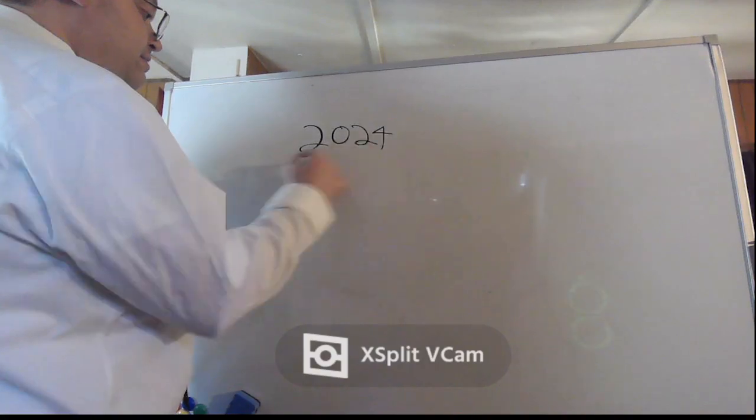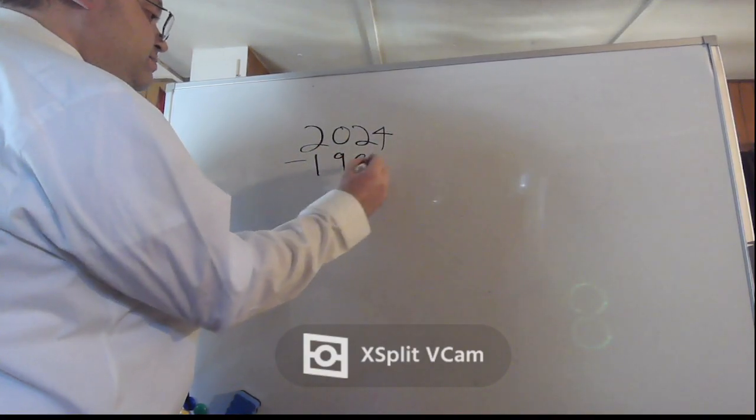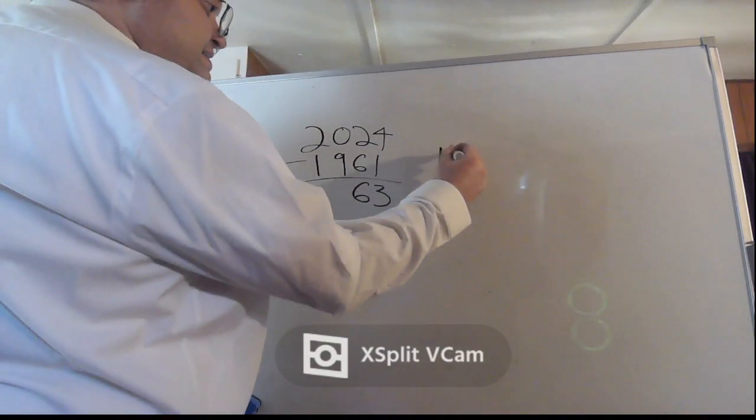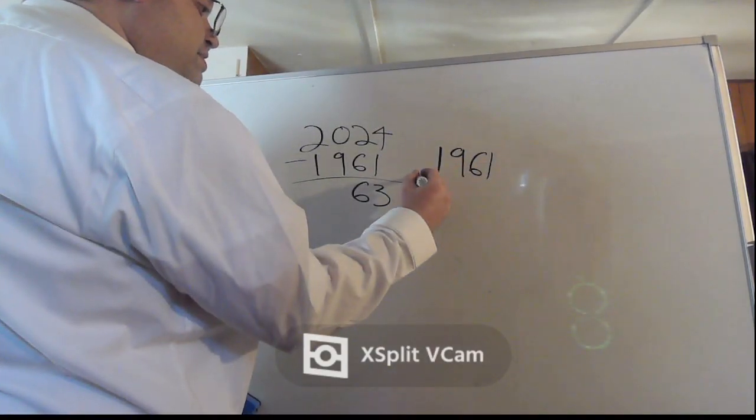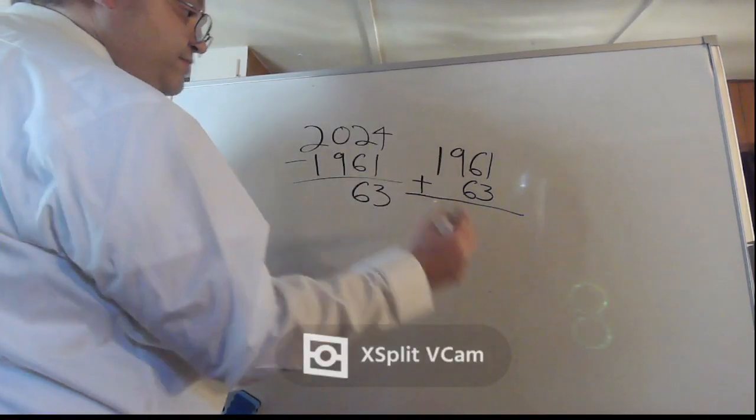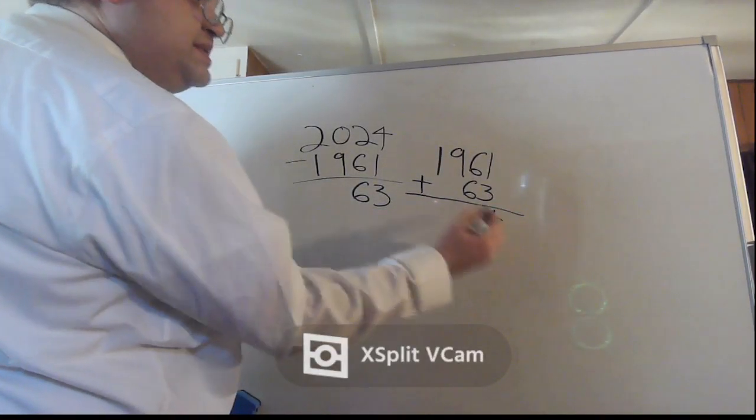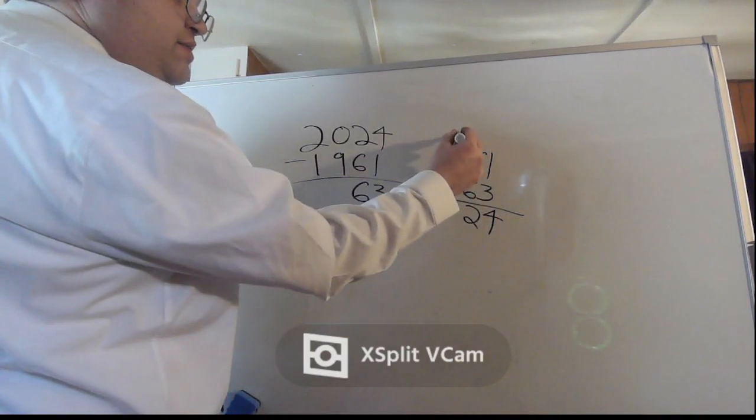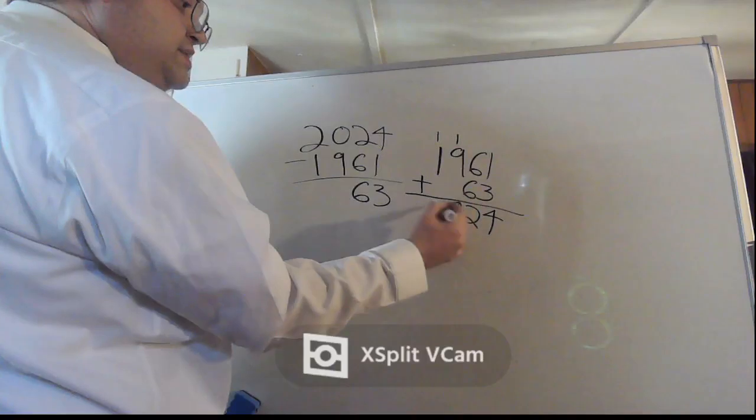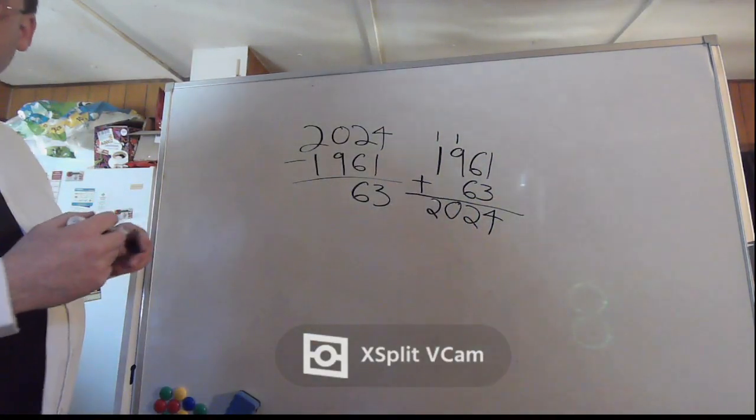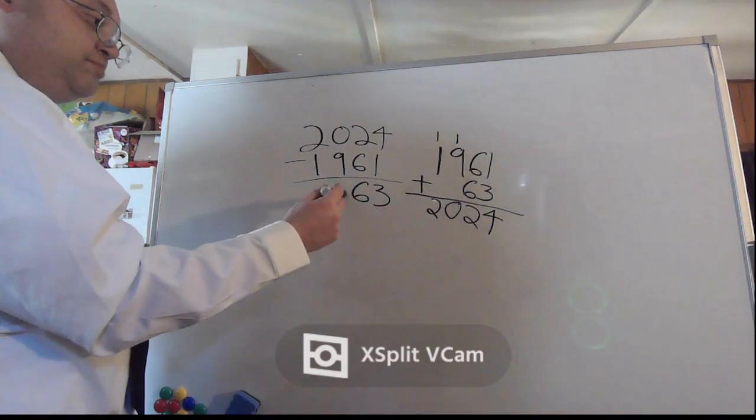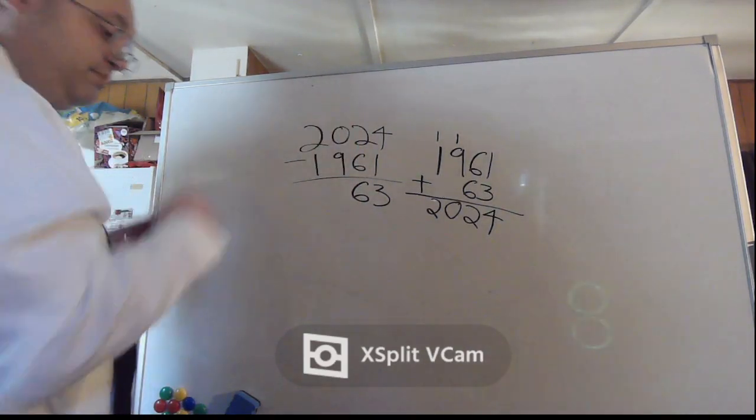2024 minus 1961. He's 63, we determined. If I take 1961, that smaller number, plus the answer, I should get 2024 back. Well, 1 plus 3 is 4. 6 plus 6 is 12. You have 2, you carry the 1. 1 plus 9 is 10. You have a 0. 1 plus 1 is 2. Voila. In fact, it is the year 2024. That's a way to check your addition. The answer plus the smaller number should equal the bigger number.